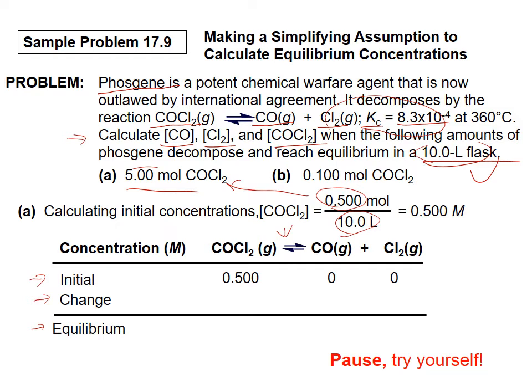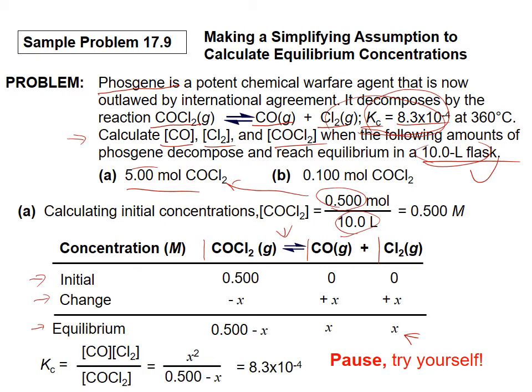You assume the change of one of the substances is x. Since the coefficients are all 1, they are all the same. Reactant is negative, product is positive. Then the equilibrium concentration is, for the reactant, initial minus change, and for the products, initial plus x. At this point you should be very familiar with this. So how do you solve this one? You write the equation Kc equals product divided by reactants. Product is x times x, so it's x squared. Reactant is 0.5 minus x, and Kc is given.